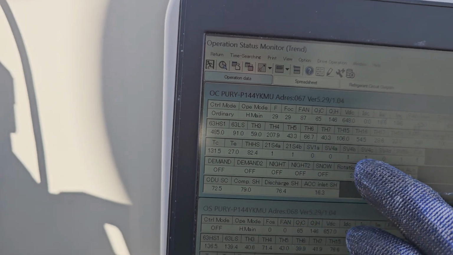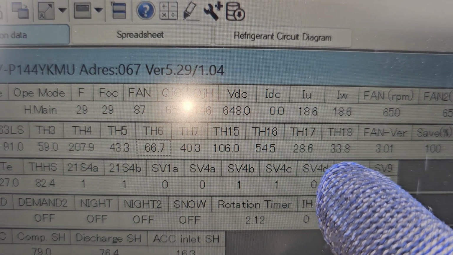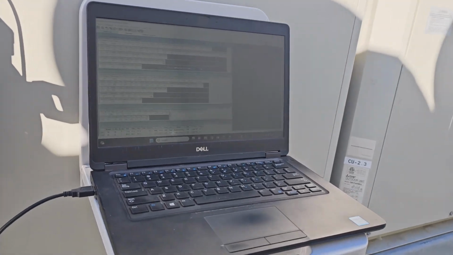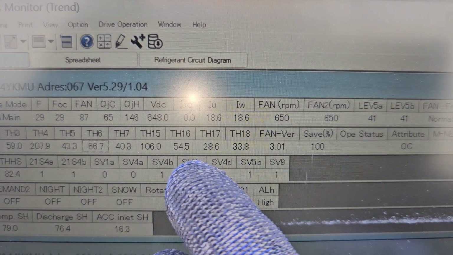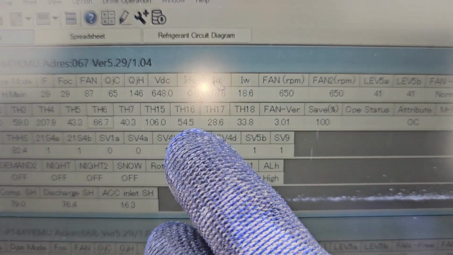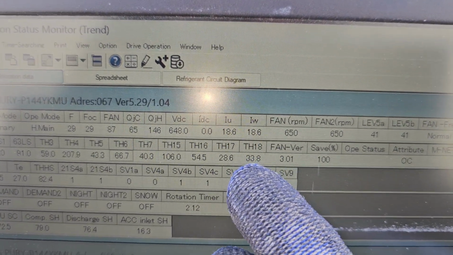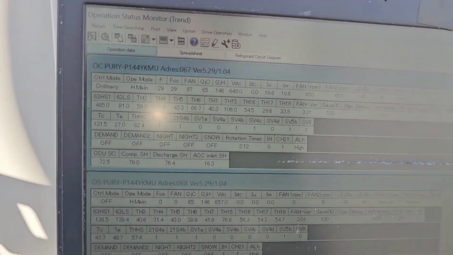And then also our TH16, 17, and 18, which is our accumulator. It's our low, middle, and high of our accumulator. You can see they're all quite cold. 54 degrees, that's probably a fluke because that's the lowest thermistor. That's middle, that's high. So that tells you right there that that accumulator is literally full of liquid.